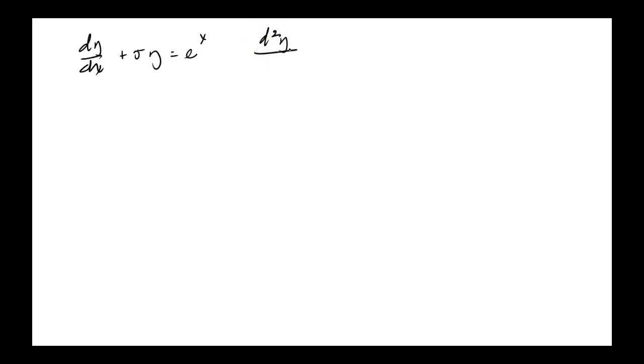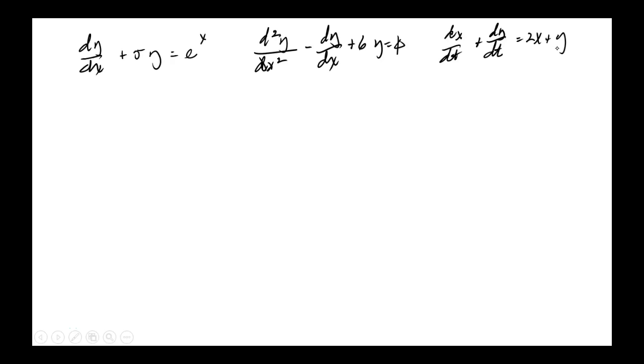d2y/dx squared minus dy/dx plus 6y equals 0. Ordinary or partial? Ordinary. Okay, I'm real tempted to say a few more things. I'll say them in a minute. Okay? dx/dt plus dy/dt equals 2x plus y. Ordinary or partial? Ordinary. Well, this one, I'm not going to call it out, it would give it away.